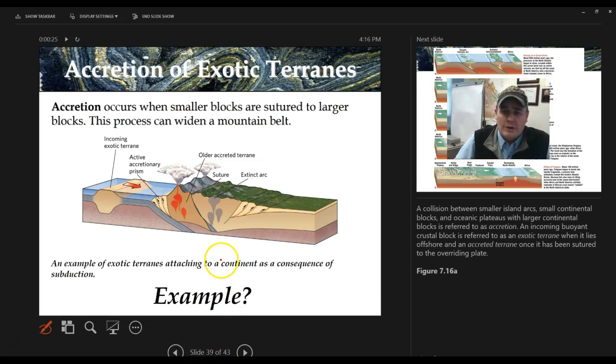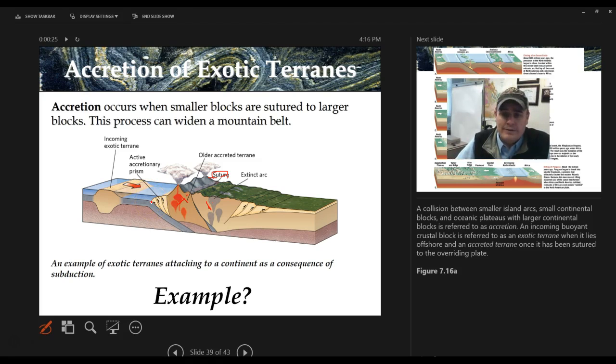Okay, now the last one I wanted to talk about is what we call the accretion of exotic terranes. We've talked about this when we talked about plate tectonics a little bit, but I wanted to relate this back to structures. So here's this terrane or an island arc maybe coming in, slamming into the coast. And then it gets sutured. Now a suture basically means it's that point where this used to be a different plate or a different part to this other one, or an extinct arc. So these materials are being basically attached to the rest of the continent.